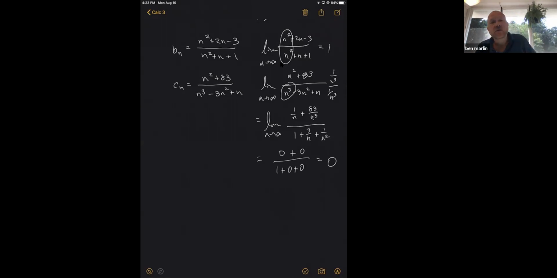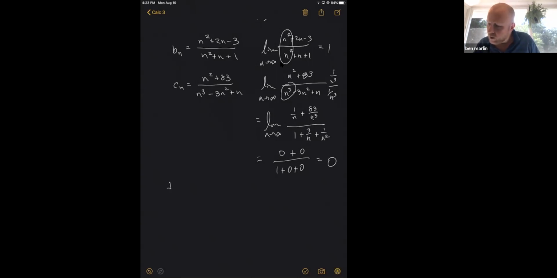Now, if you end up with 0 over 0, y'all know sometimes you got to pull out L'Hopital's rule on that. And that's fine to do on these because, you know, we need to be able to go back and use the things that we saw in Calc 1.